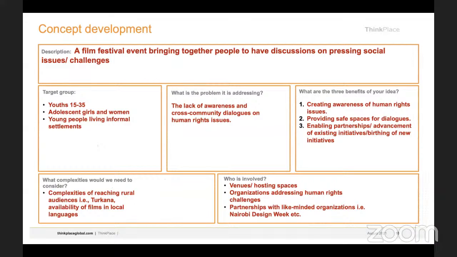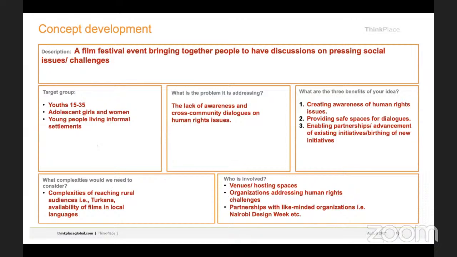So what complexities would we need to consider? In this case, one of the challenges is that if you're reaching a wide audience, some places can be very far to reach and very costly. That's a complexity to consider for sure. Or even local languages. When you go to different communities, people speak different languages. So it's good to be aware of that complexity and design around it.